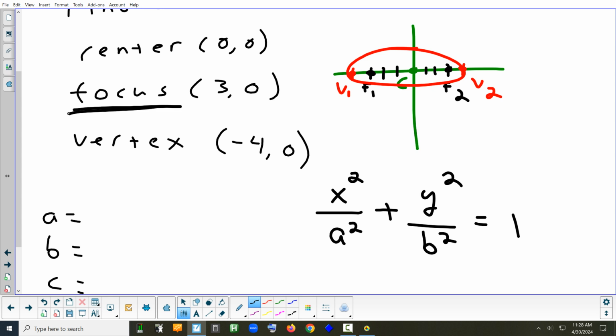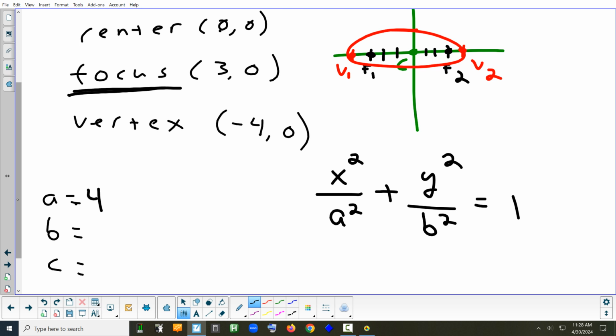Do we have enough information to find a? Yes. What's the definition for a? The center to vertex. Distance from center to vertex. What's the distance from the center to the vertex? 4. Okay, so we have a. b is the distance from the center to the minor axis. We don't know that. So we don't know b, but we need b. So we're going to have to figure b out.